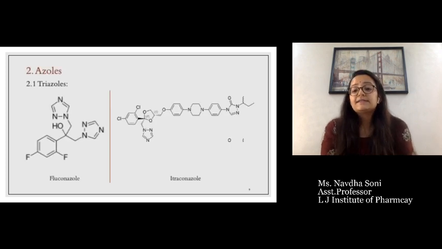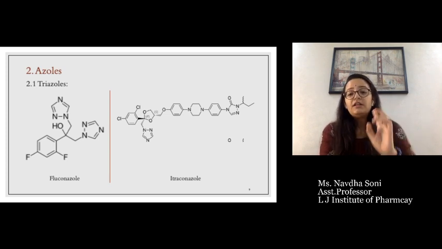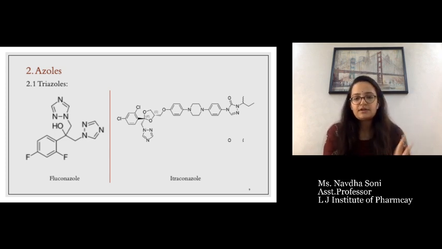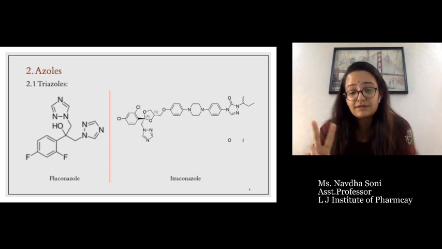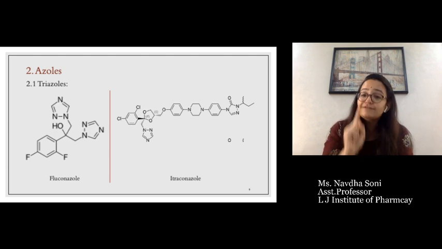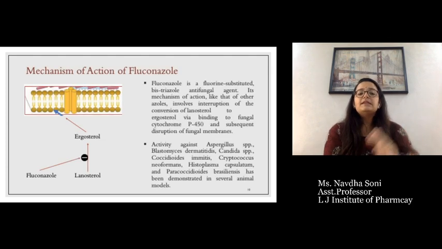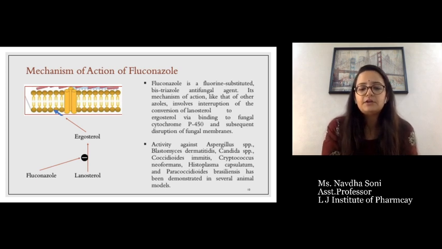Second class is azoles. In first, there is a triazole. Triazole having two examples, fluconazole and itraconazole. These are the two most important drugs, that is fluconazole and itraconazole. What is the mechanism of action of this fluconazole?